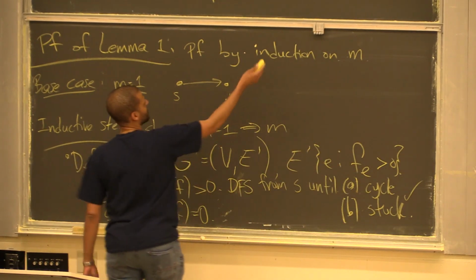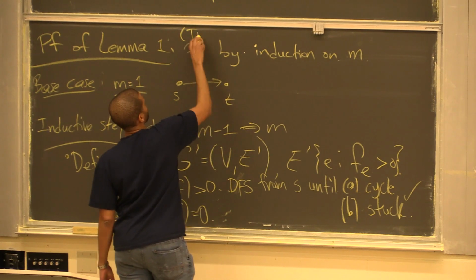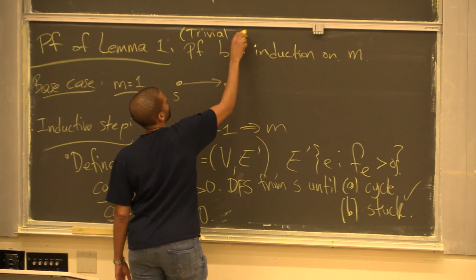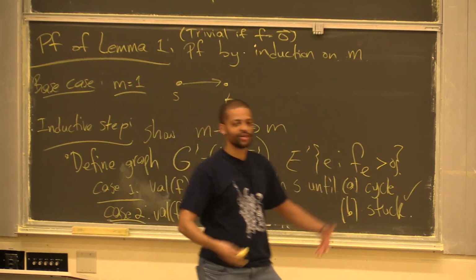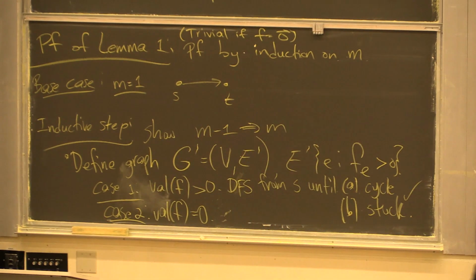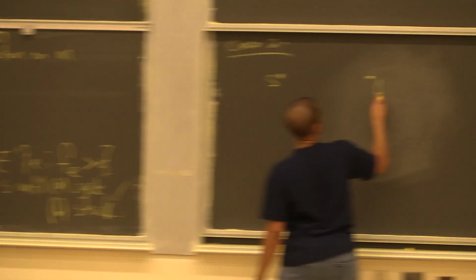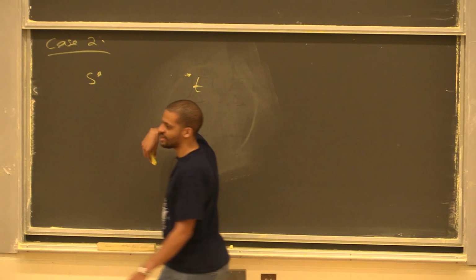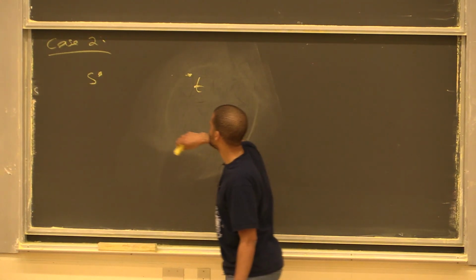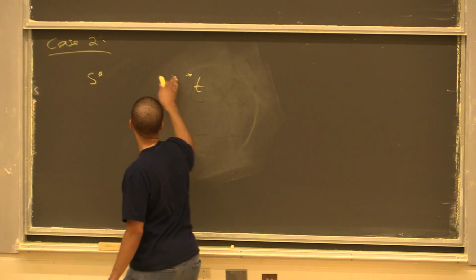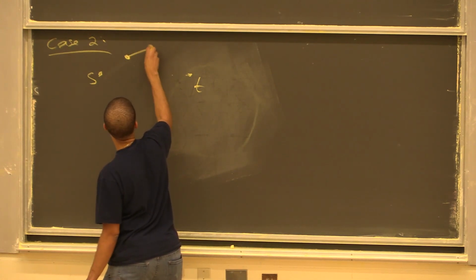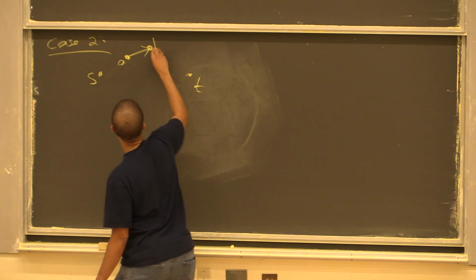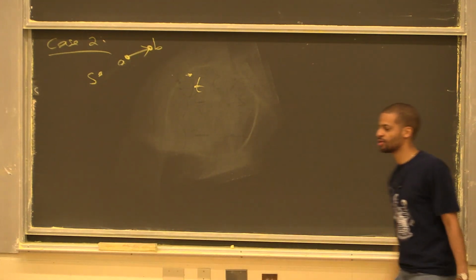And I'm assuming here that f is not the 0 vector. So first of all, I'll just say it's trivial if f is the 0 vector, right? Then it decomposes into 0 paths and cycles. So we're assuming here f is not the 0 vector. So here's S, here's T. There's nothing coming into S, there's nothing leaving S, there's nothing coming into T. So there's no out edges in this flow graph, there are no in edges here, but there is something that has positive flow somewhere. This edge has positive flow. So that's in the flow graph.